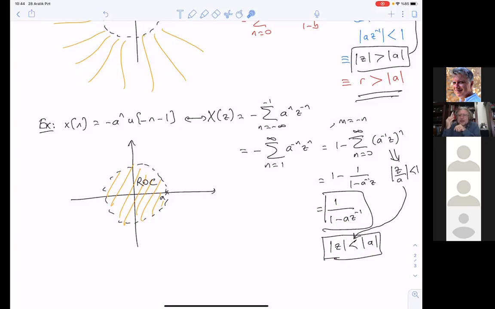Let's remember what the Laplace transform says. If the signal is right-hand sided, then the region of convergence is to the right of a dashed line, okay? If the signal is left-hand sided, the region of convergence is to the left of the line. This time, it's outside of a circle for the right-hand sided signal and inside the circle for the left-hand sided signals.